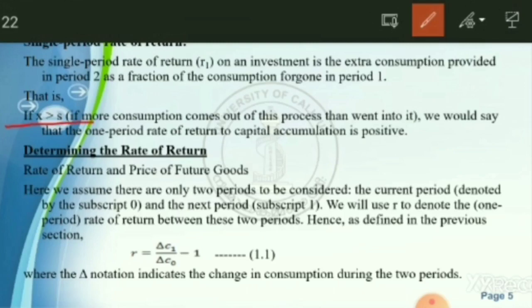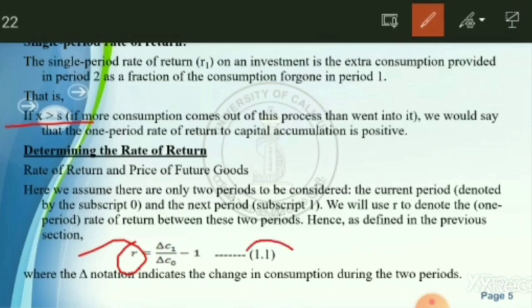The rate of return and the price of the future good. Here we assume there are only two periods to be considered. The current period, denoted by the subscript 0, and the next period, subscript 1. We will use R to denote the one period rate of return between these two periods. Hence, as defined in the previous section, what is R here? Here R represents the rate of return. It is equal to delta C1 divided by delta C0 minus 1.